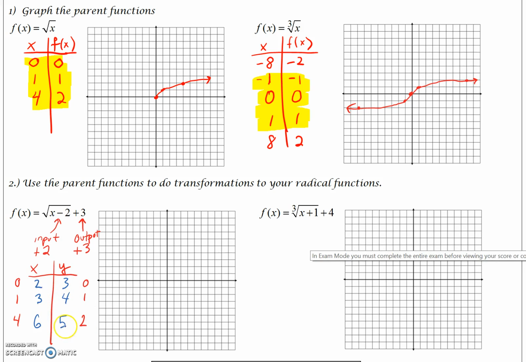And now I have 3 new points that you can see. 2, 3, and I have 3, 4, and I have 6, 5. Right there.